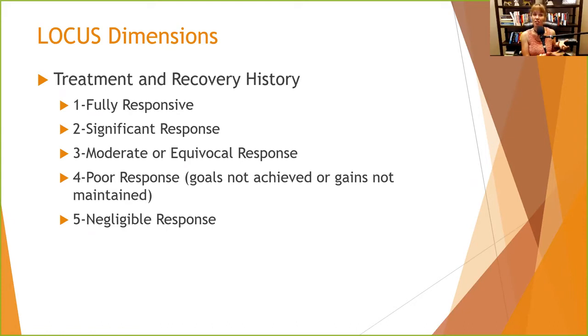Sometimes motivation levels or the way it's presented can prevent them from benefiting from treatment as much, or maybe something just completely different was going on. Maybe they had somebody in their family die and they weren't focused on treatment at that point. But we want to look at what their history's been. If they've had a negligible or poor response, then we may need to look at a higher level of care.